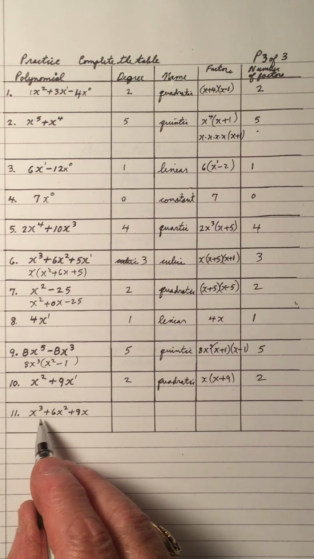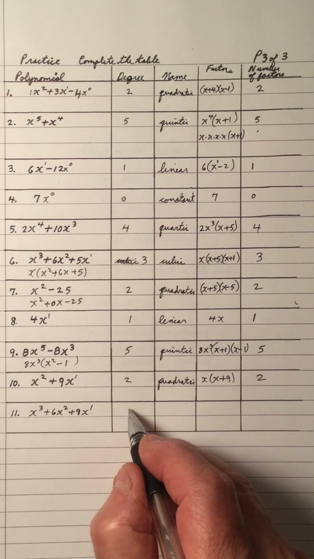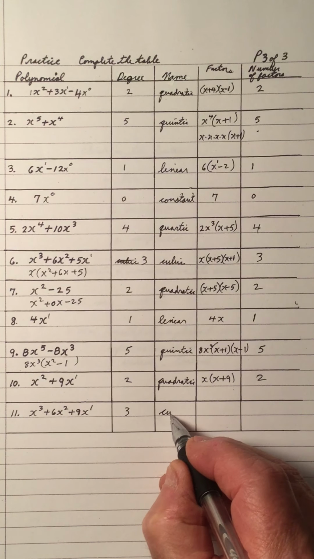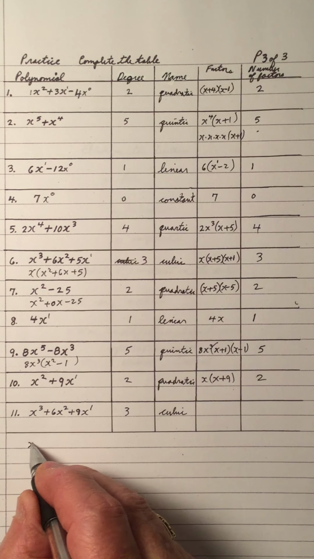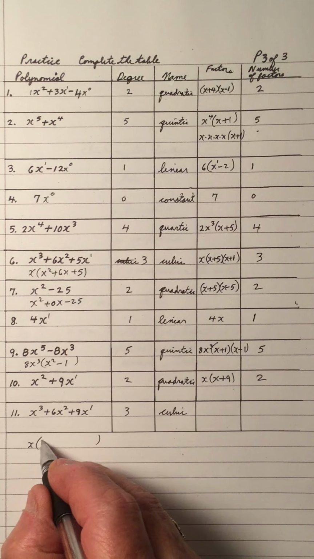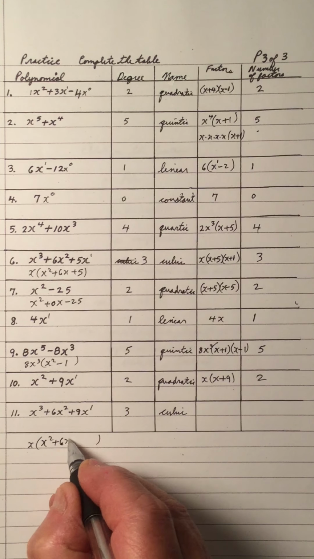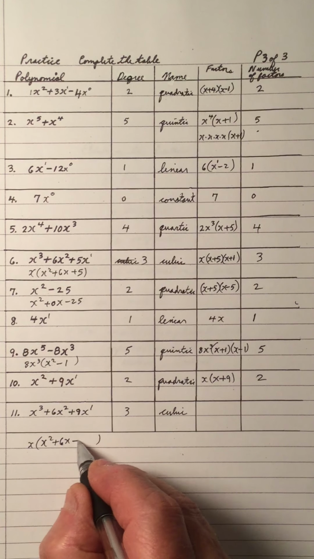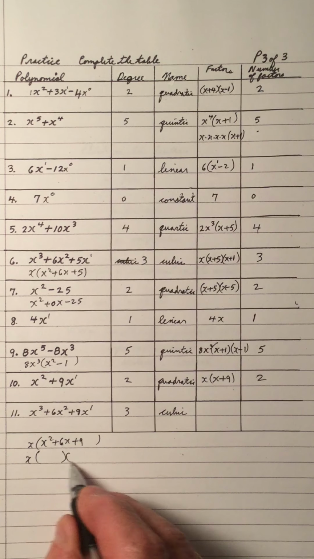And number 11, we have a 3, a 2, and a 1. The highest degree is 3, and that's a cubic. And let's factor this one. So the GCF is x. X cubed divided by x is x squared. 6x squared divided by x is 6x. 9x divided by x is 9, and we have a quadratic, so let's factor that quadratic.